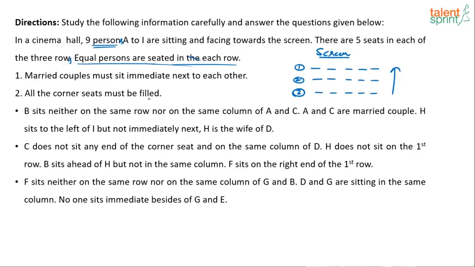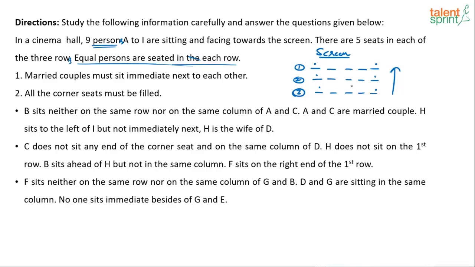All the corner seats must be filled. What are the corner seats here? This is the corner seat, this is the corner seat, this is a corner seat, and this is a corner seat. All the corner seats must be filled. Basically 6 corner seats. In the first row the corner seats have to be filled, in the second row the corner seats have to be filled, in the third row also. So obviously 6 seats are filled like this.